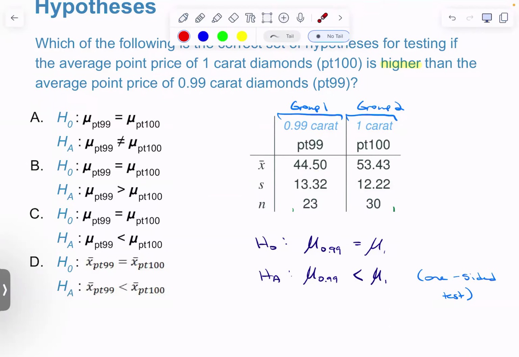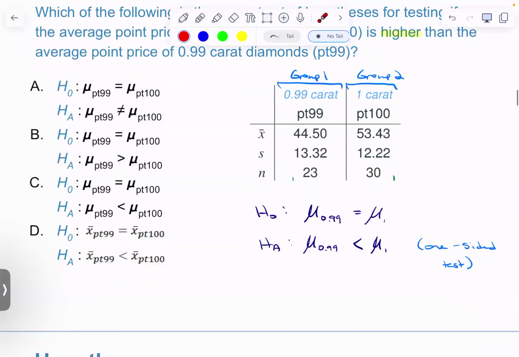And which of these, let's see here. I have not equal to, well, it's not that because of this. It's not B because the inequality is not where I want it to be. Everything else looks good.